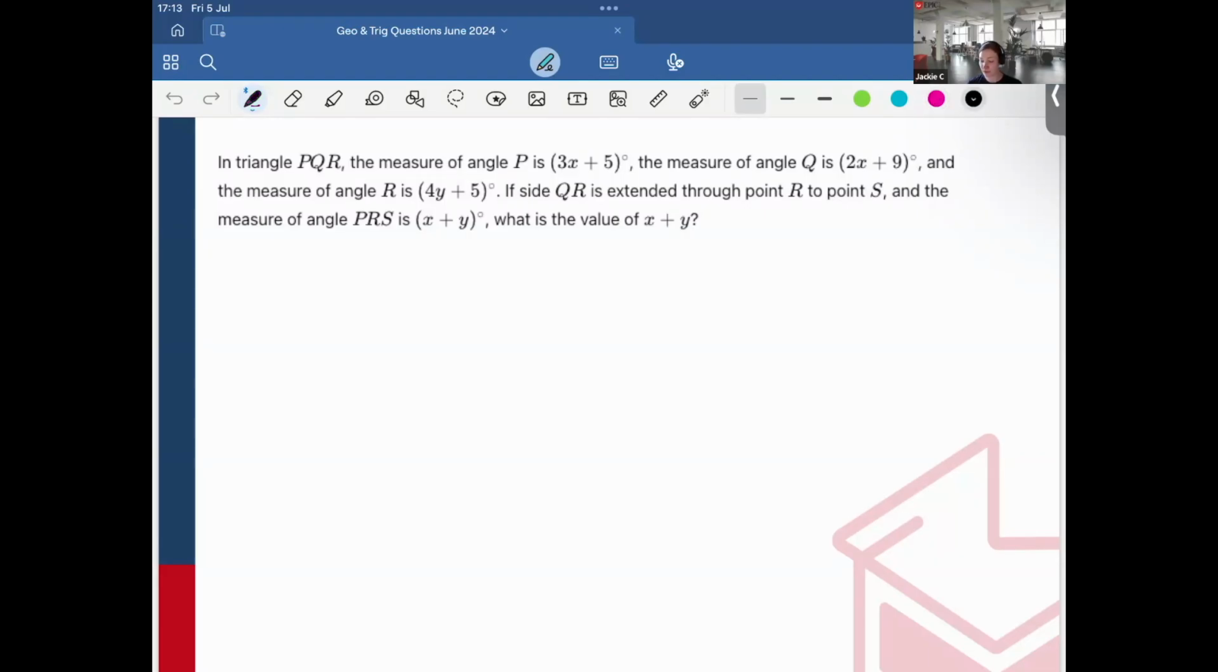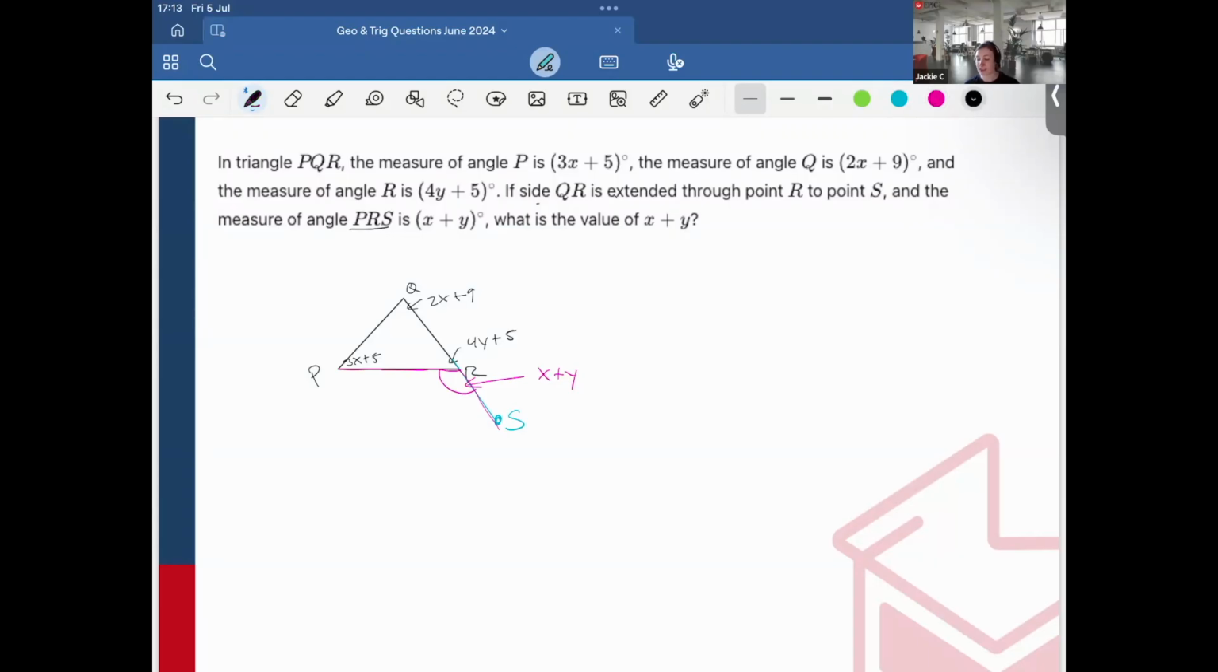Okay, so always for geometry questions, draw them out to help give yourself a visual. You do get scrap paper on the SAT. So this would be 3x plus 5, Q, it's 2x plus 9, and we know that R is 4y plus 5. Okay, and then it says that side QR is extended through to point S, so this goes down here, and we'll say that this is our point S. And then this angle, PRS, so the PRS pertains to this angle, and this angle is x plus y.